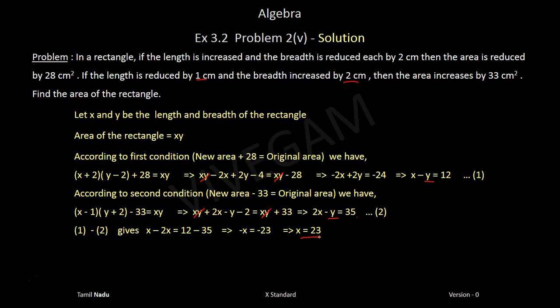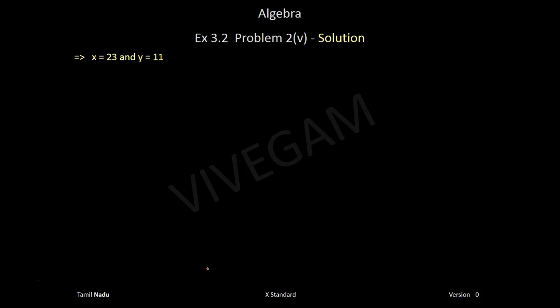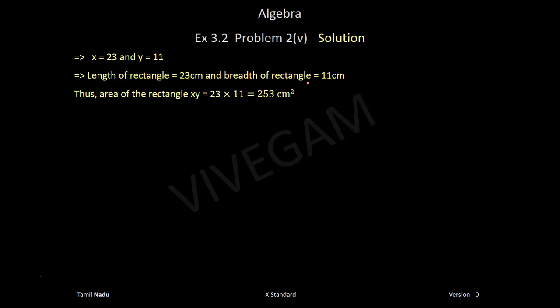Now substitute x equals 23 in equation 1. So we will get 23 minus y equals 12, or y will be equal to 23 minus 12, that is 11. So the length is 23 and the breadth is 11 centimeters. So we have x equals 23 and y equals 11, that is the length of the rectangle is 23 centimeter and the breadth of the rectangle is 11 centimeter. Area of the rectangle is xy, that is 23 into 11, that is 253 centimeter square.